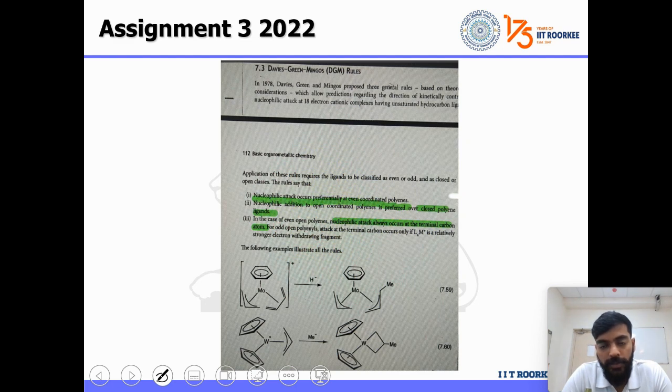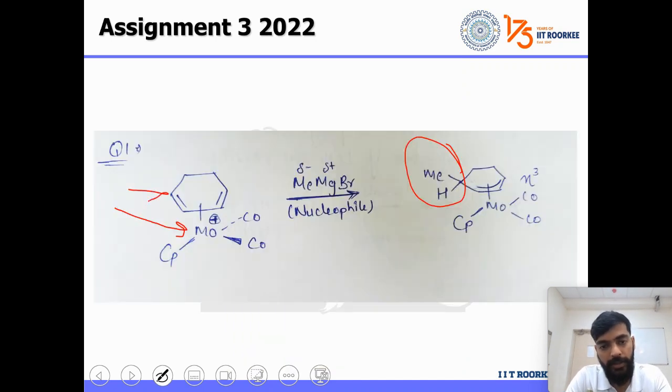See, there are three rules, three scientists, Davis, Green, and Mingos. They are called the DGM rule. Nucleophile attack occurs preferably at even coordinated polyenes. So what will happen if there is a polyene? The nucleophile will attack at the polyene. See here, in this case, nucleophile attacked here, and then these two reacted here. Similarly here, nucleophile attacked here and hapticity went to 3.